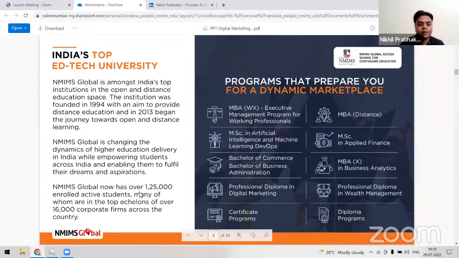Now, over here, if I also look at the rough base of students who are enrolled, it is a massive size, 1.25 lakh enrolled active students.